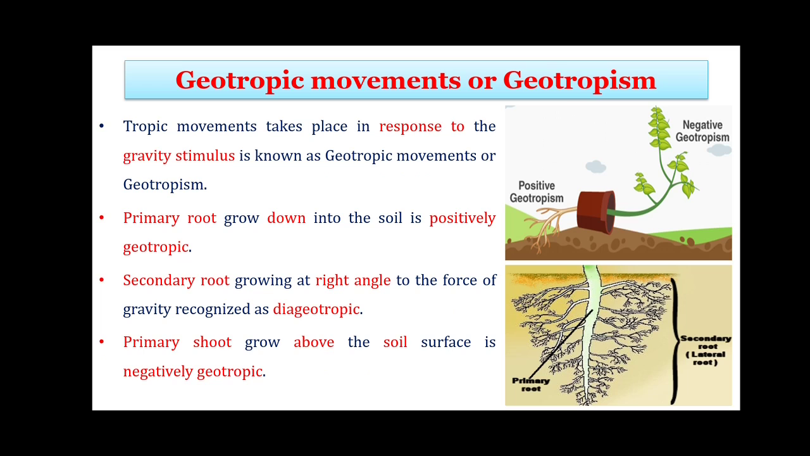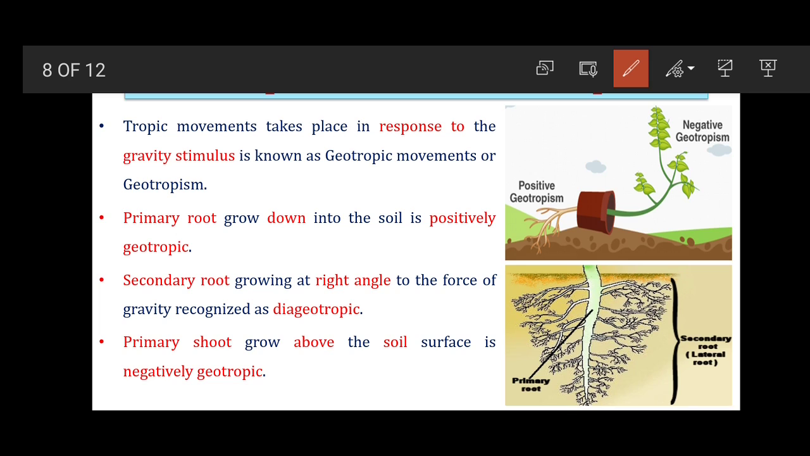Now let's talk about the geotropic movements or geotropism. This movement, as the name suggests, occurs in response to the gravity stimulus. In this, a primary root grows downward into the soil, which shows positive geotropism, while the primary shoot grows above the soil. This shows negative geotropism. And in another case, the secondary roots arising from the primary root grow at right angles to the gravity effect. So this is known as diageotropic.